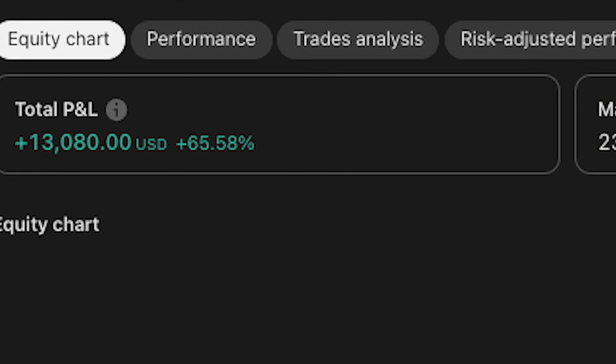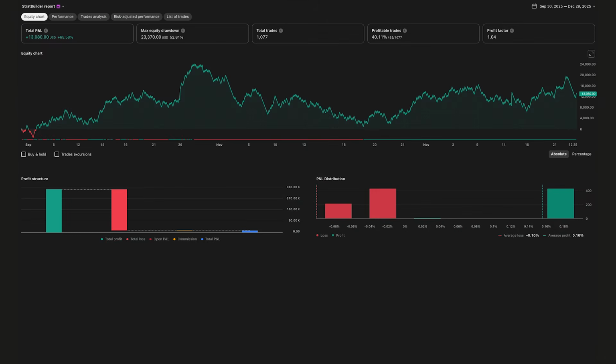65% total P&L, but I just don't like this equity curve at all, and I would definitely not recommend trading this strategy. So I'm not even going to go over any live examples for the strategy, but luckily we do have one more AI left in this competition.